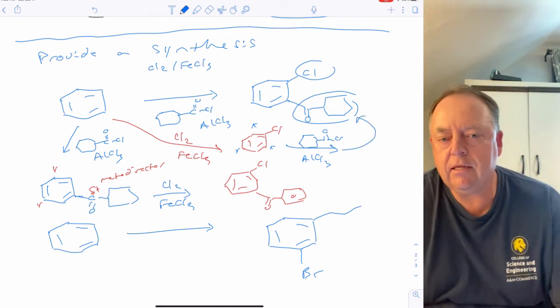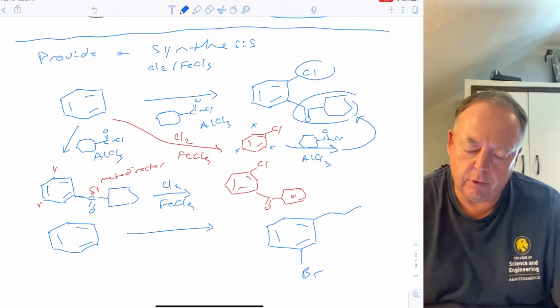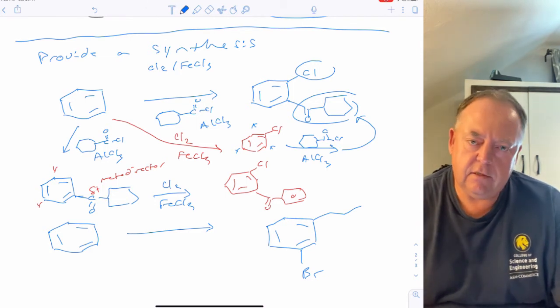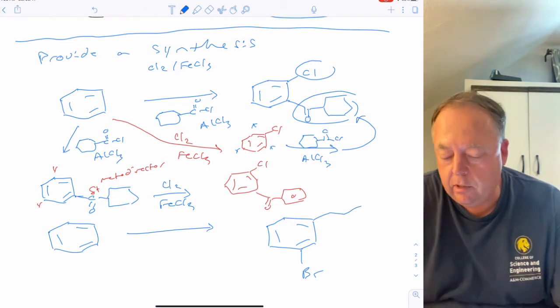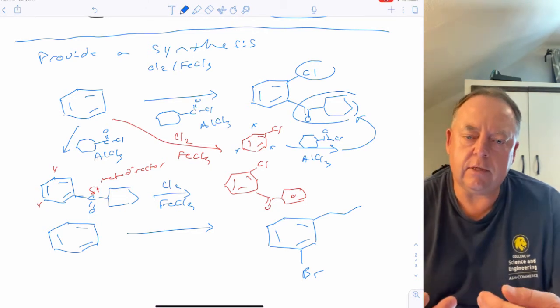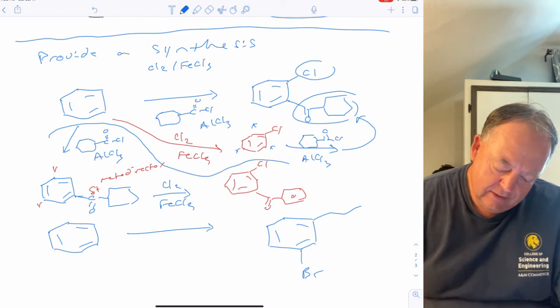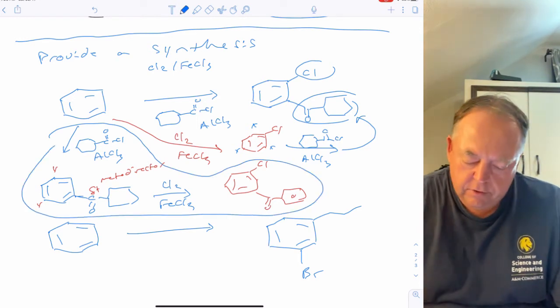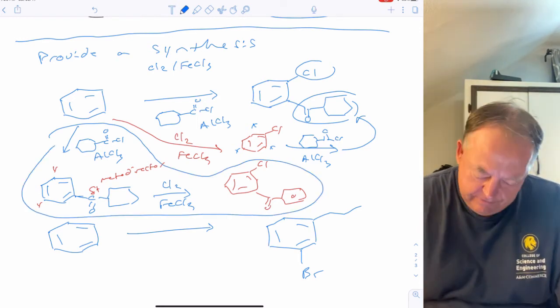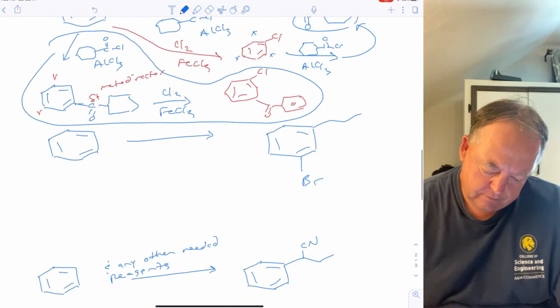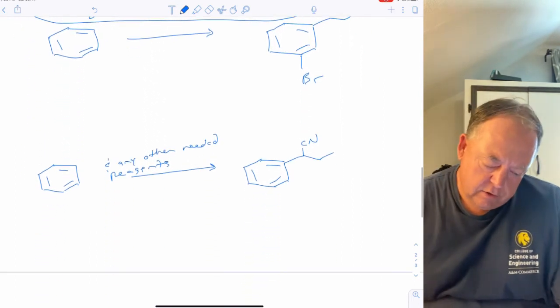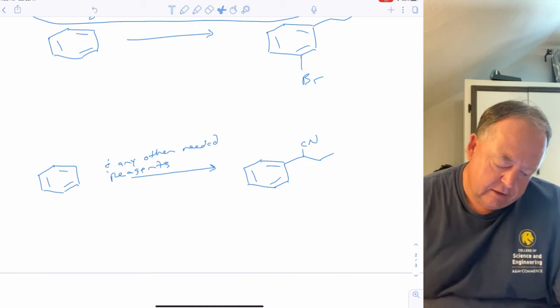Of course, you also make the para product, so you would have to do a separation, but you would make some of the ortho product as well, and you would just have to separate that out. But if you did this sequence, then you would make almost none of the ortho product. So that would not work. Okay, so this reaction's got a little twist in it as well.